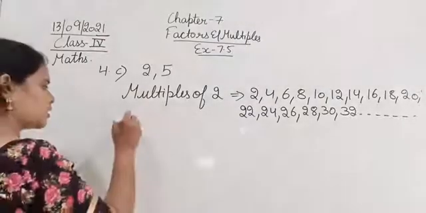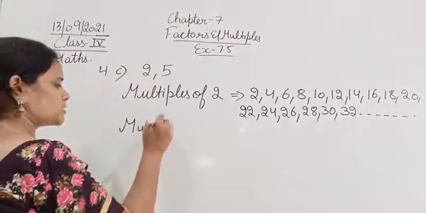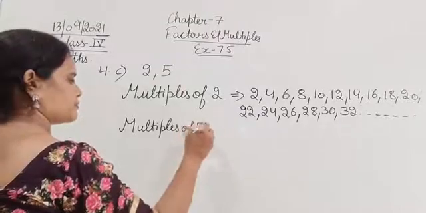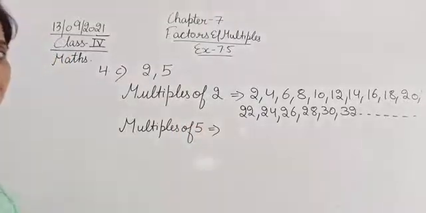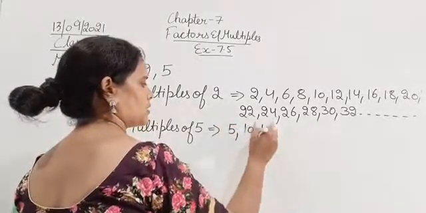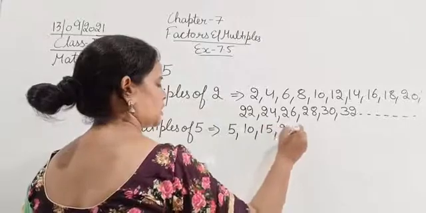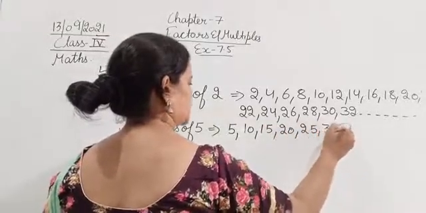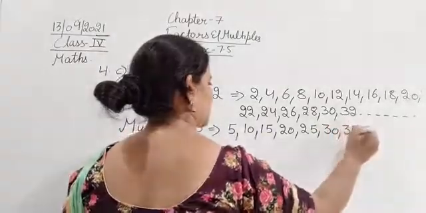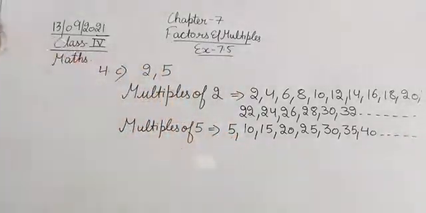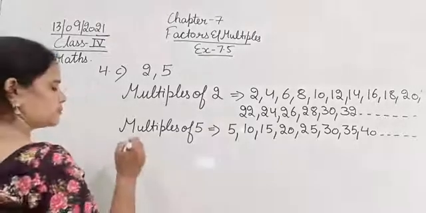Next, multiples of 5. The multiples of 5 are 5, 10, 15, 20, 25, 30, 35, 40 and so on. So these are the multiples of 2 and 5.